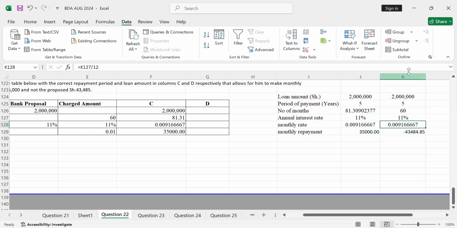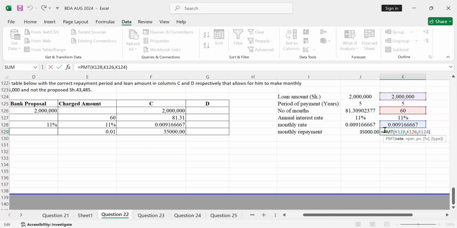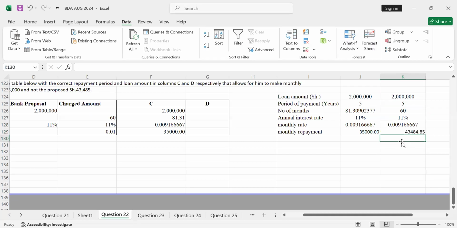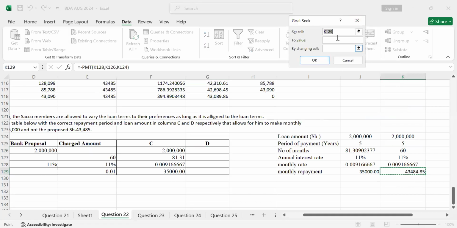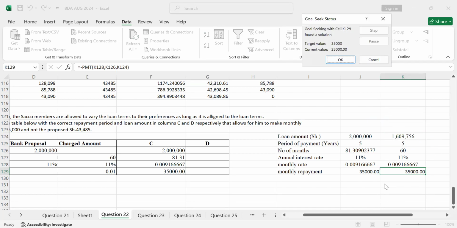So now we can do the goal seek. Go to what-if, goal seek. The amount is here. That is what we want to seek, changing to 35,000. What will be changing is now our amount borrowed.